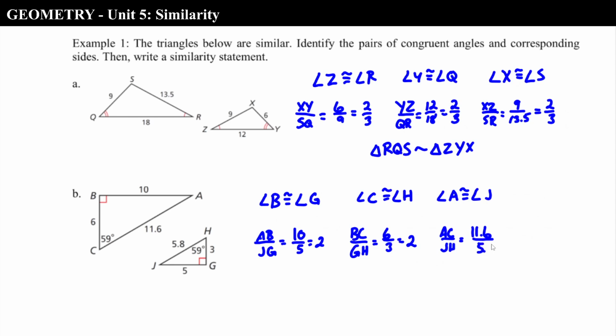Again, if you move the decimal and make it 116 over 58, you can reduce that down to 2 as well. Likewise, if you put 11.6 divided by 5.8 in your calculator, you're going to get 2 anyway. And so, triangle ABC, again, matching up your angles, your vertices, is similar to JGH.